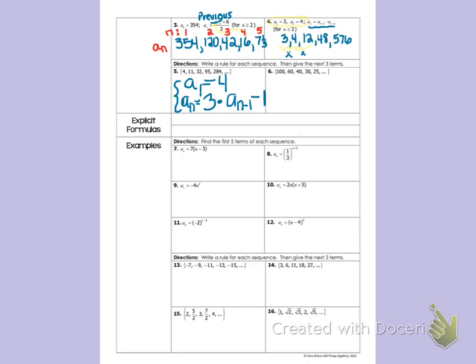Okay, I'm on a roll. 32 times 3 is 96, minus 1 is 95. Bingo. We've got our sequence. This is our rule for it.